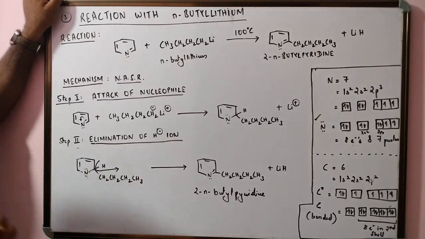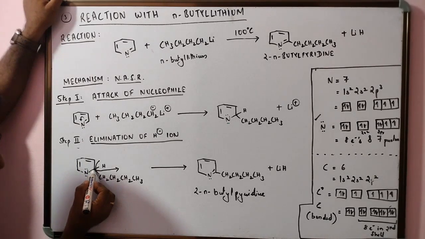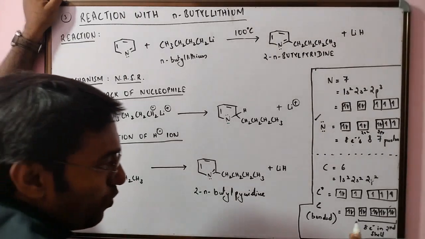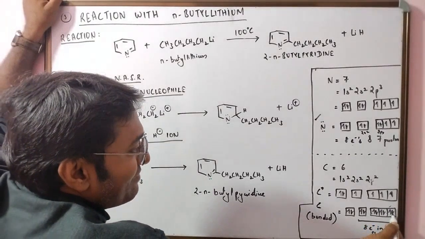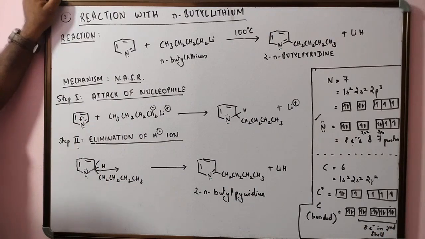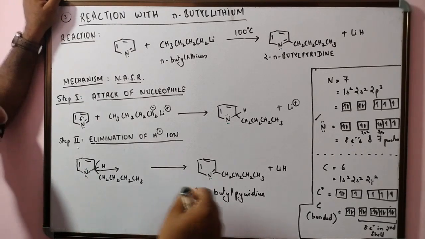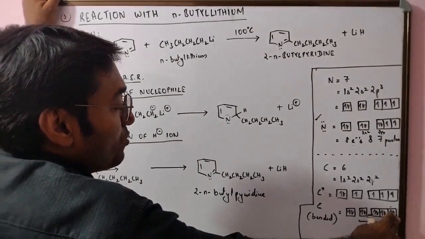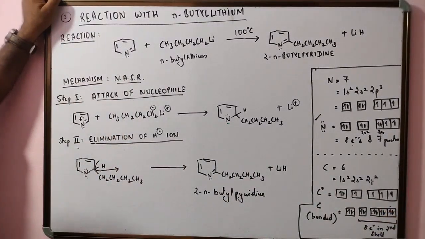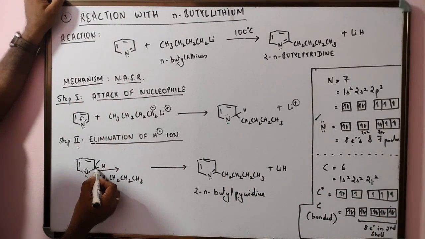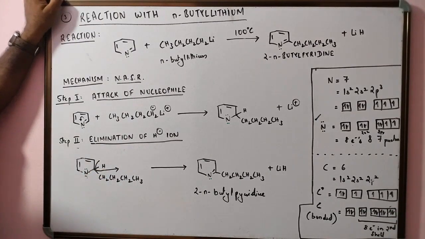But in sharing, it faces a problem. The carbon atom here already has 8 electrons in its valence shell: 1, 2, 3, 4, 5, 6, 7, 8. There are no empty orbitals to accommodate this lone pair of electrons. Therefore, if carbon has to accommodate this lone pair, it would have to eliminate 2 electrons, or a pair of electrons. Therefore, the carbon eliminates the pair of electrons that it shares with the hydrogen.